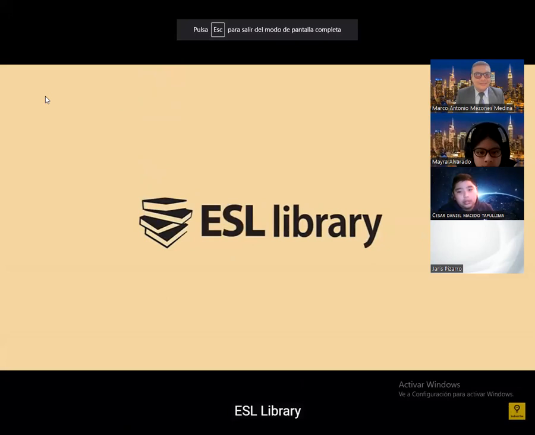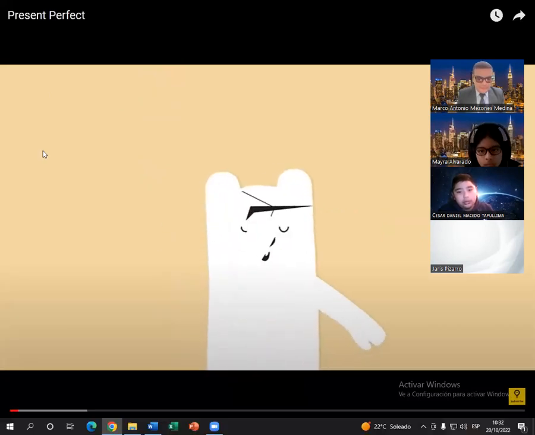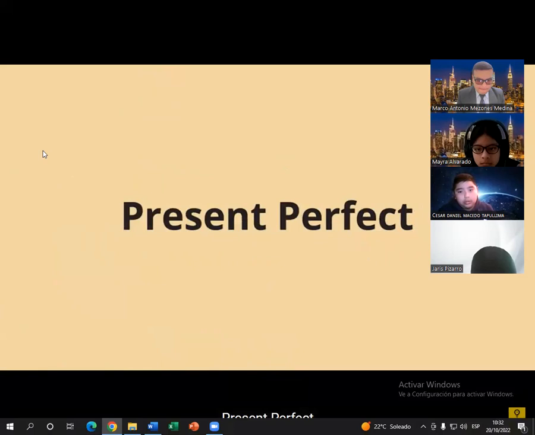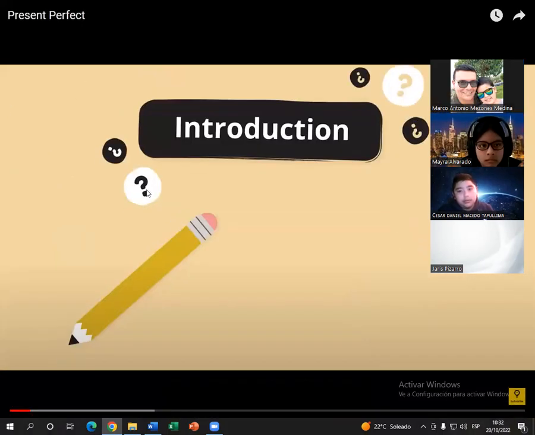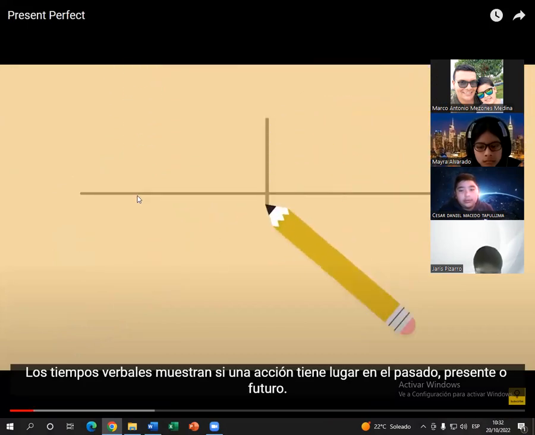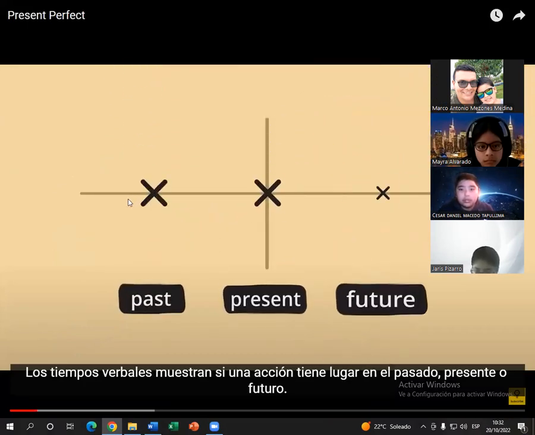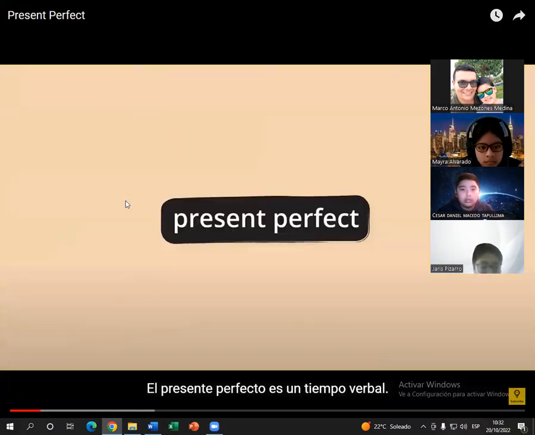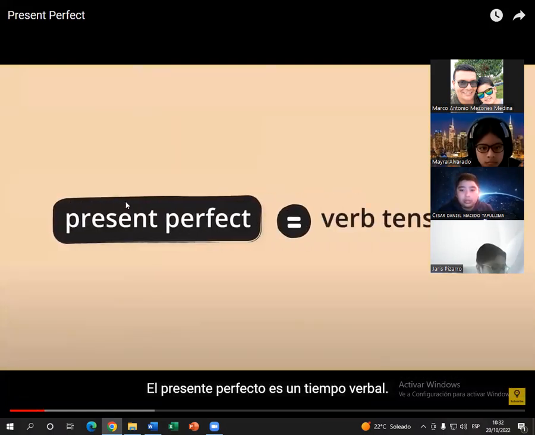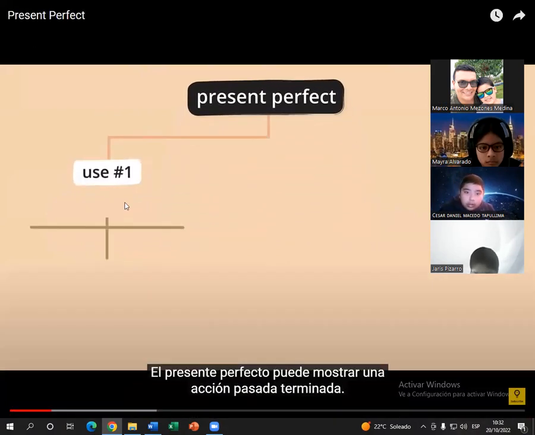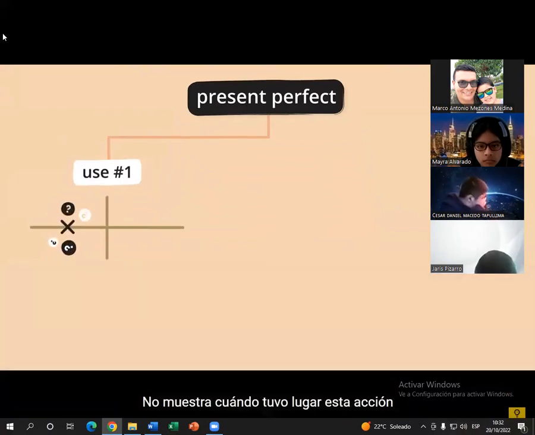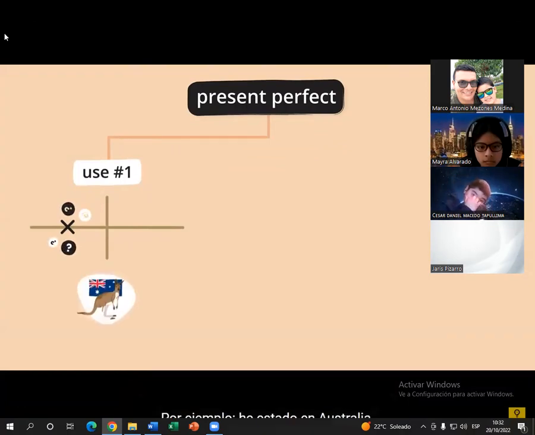ESL Library. Present perfect. What are verb tenses? Verb tenses show if an action takes place in the past, present, or future. The present perfect is a verb tense. We use the present perfect tense for two reasons. The present perfect can show a finished past action. It doesn't show when this action took place. For example, I have been to Australia.